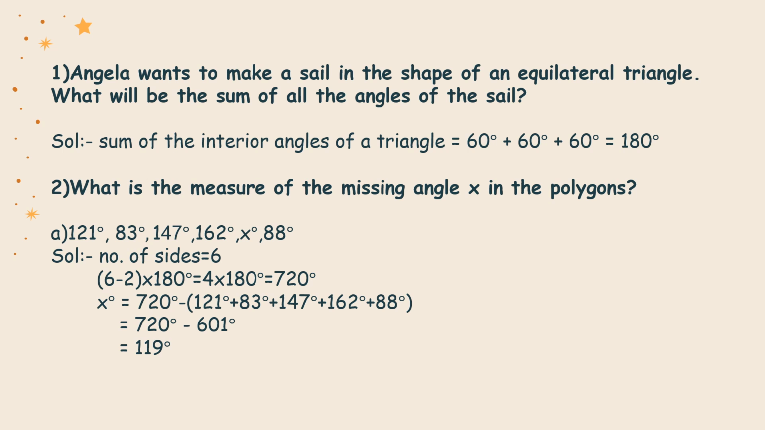So how many angles are there? 6 angles. Hence 6 sides. The number of angles will give you the number of sides. So this is how you find out the number of sides.